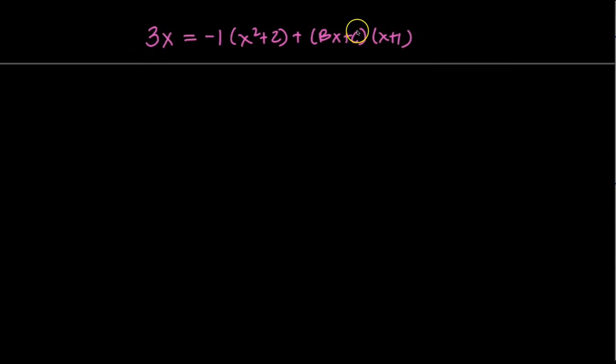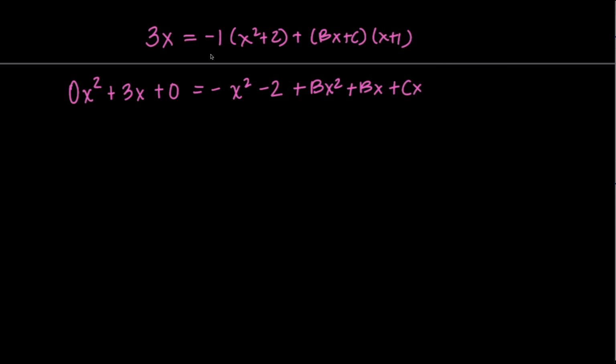So we're saying the left side has to equal the right side. Well, the left side doesn't look like it has any x squared terms or any constant terms, but the right side has an x squared, and if we multiply it out, we would see it has constant terms. So the left side, we could express it as 0x squared plus 3x plus 0. And then the right-hand side, I am going to do some distributing. It's not too bad of a problem to do. So I'm going to have -x squared minus 2 plus bx squared plus bx plus cx plus c. So I distributed everything out.